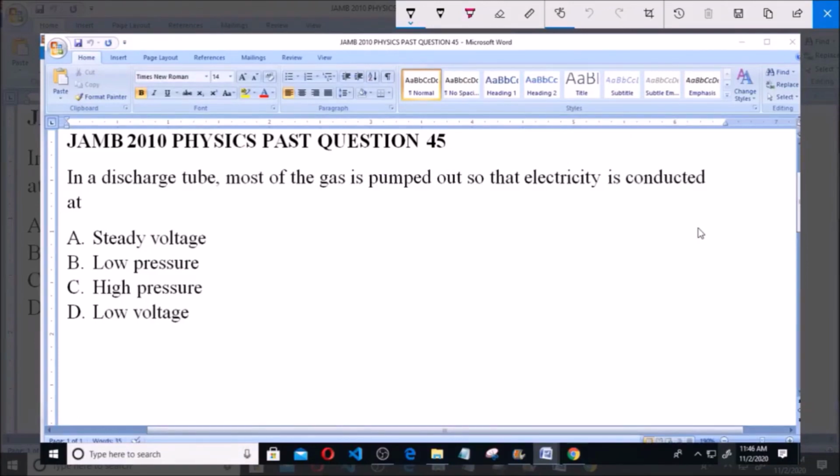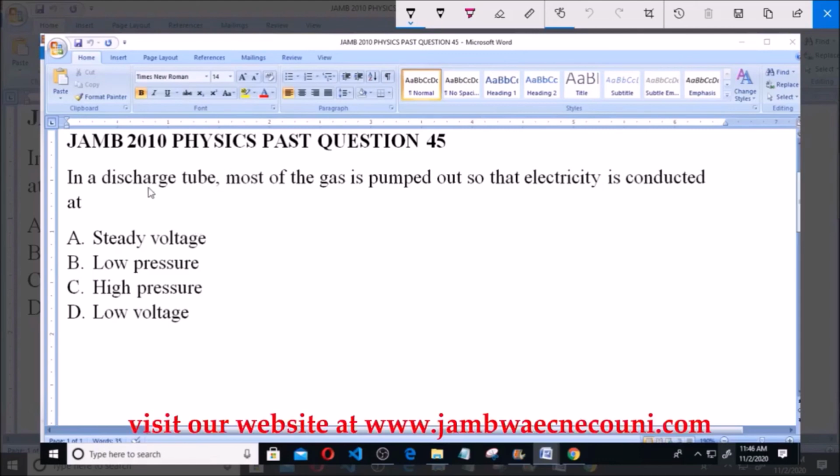In a discharge tube, most of the gas is pumped out so that electricity is conducted at A. steady voltage, B. low pressure, C. high pressure, D. low voltage. So we are asked, what is the purpose of pumping out most of the gas in a discharge tube?